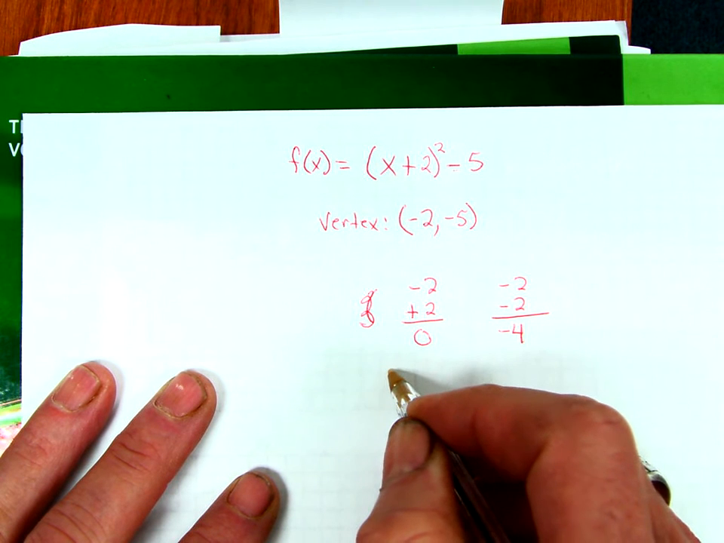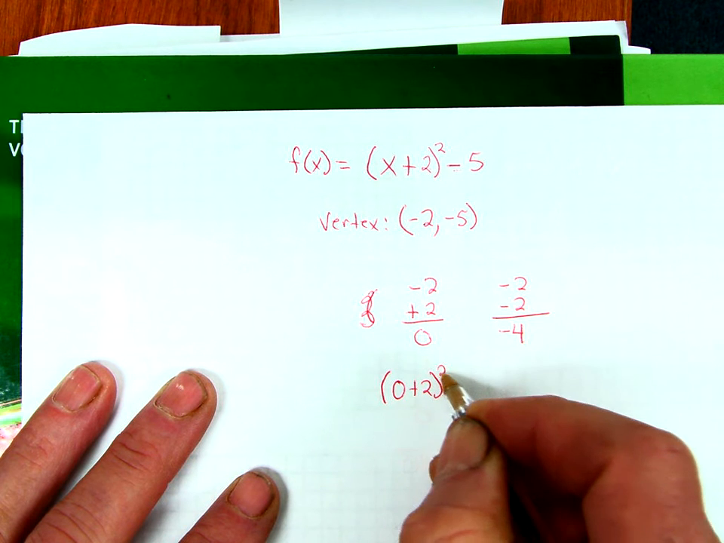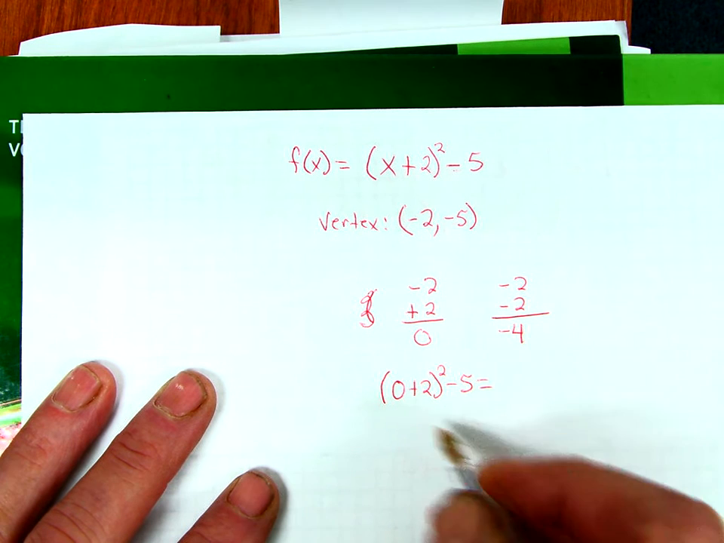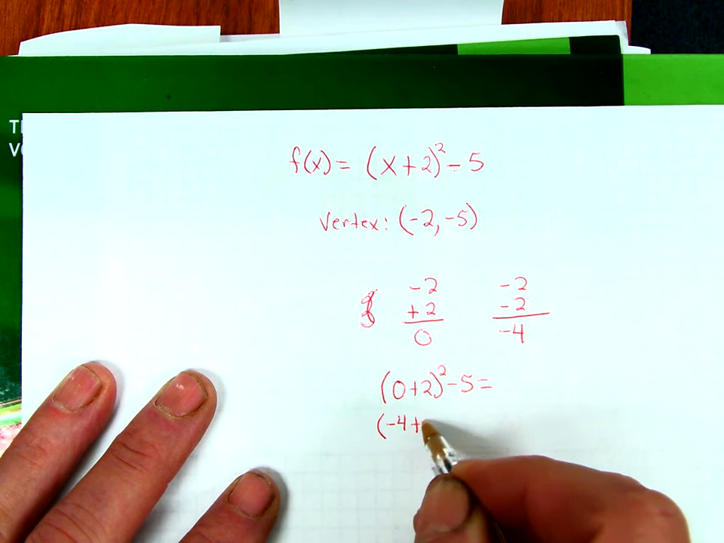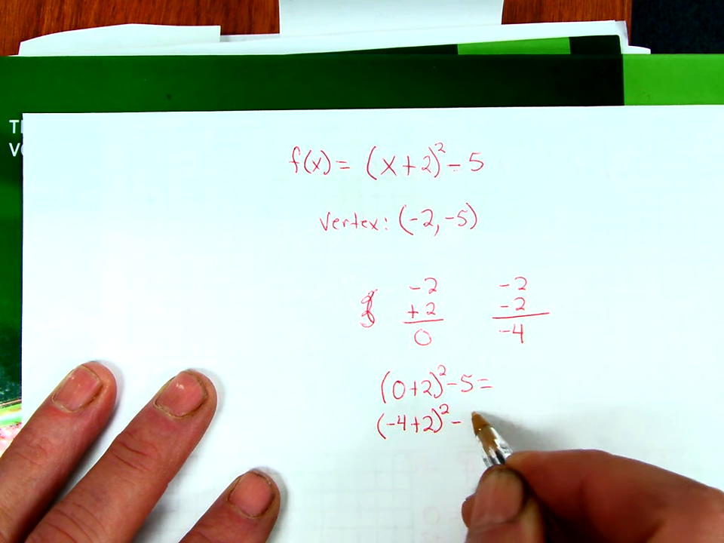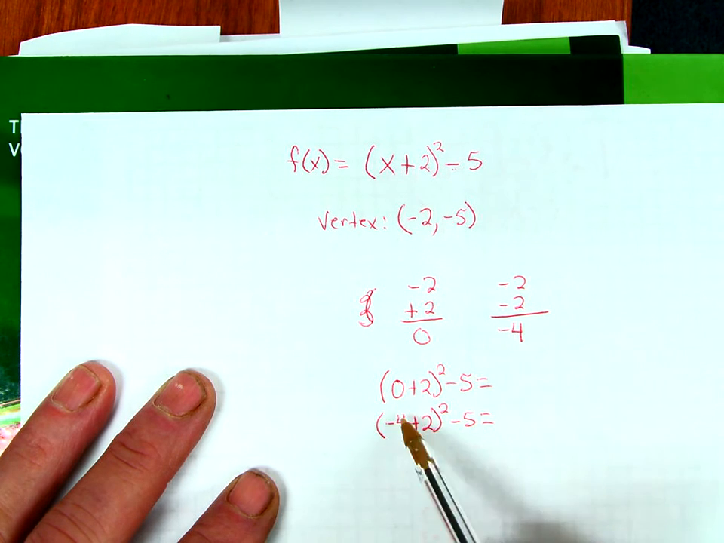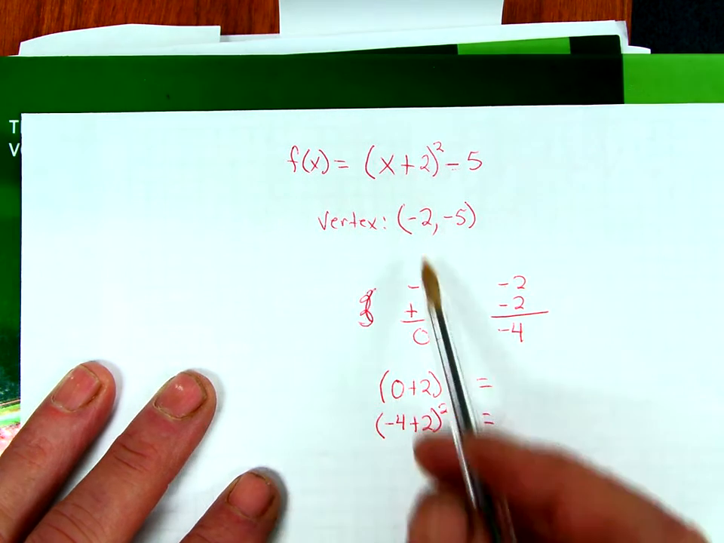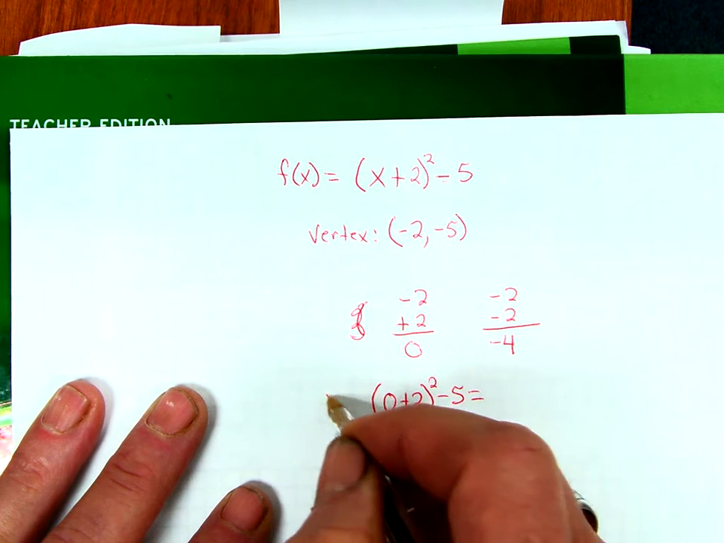So in my function now, I'm going to do 0 plus 2 squared minus 5 equals, and then -4 plus 2 squared minus 5 equals. That number goes there, that number goes there. The rest of this came from right here. This is going to give us our y values.